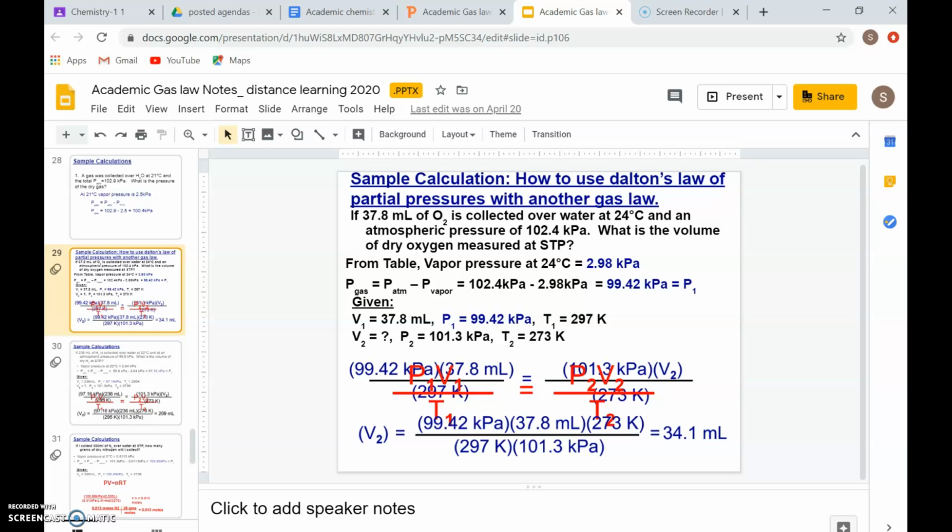Hi there! I wanted to make a very short video just to clarify how to use Dalton's law in combination with other gas laws. So what I have open right now is the presentation that was in your week 5-6 agenda. I'll be starting from slide 29 to show you an example within there.